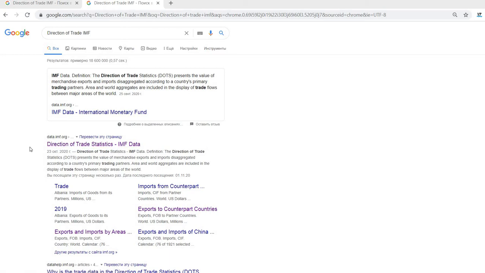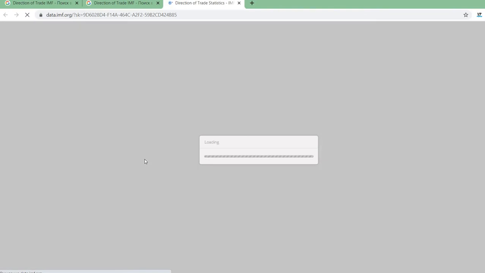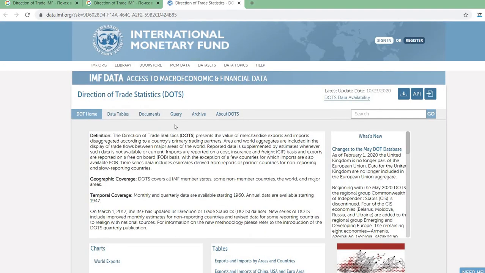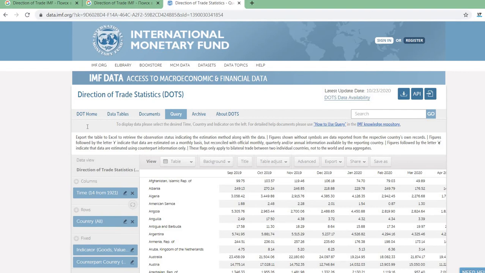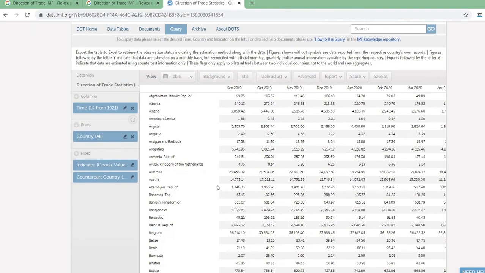So first, for data on bilateral trade, I mean trade flows between two countries, you go to IMF Direction of Trade Statistics. So when you go to this website, it might take you some time. Okay, so you have to choose query. Basically, it will allow you to customize your data set. I mean, choose countries and indicators of interest.